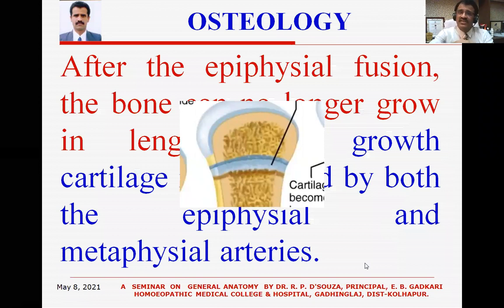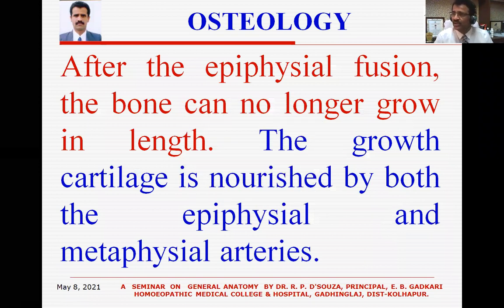After the epiphyseal fusion, the bone can no longer grow in length, and you know the growth actually completes at the age of adulthood. Say after the completion of 18 years on average, when the third molar tooth appears, the growth of the total body gets completed. So in adulthood, now there is no growth by length. There is growth by width. Now you are still growing by length, because I think most of you are around 18. I am growing by width because I am an old man. The growth cartilage is nourished by both the epiphyseal and metaphyseal arteries. This is about the epiphyseal plate of cartilage.